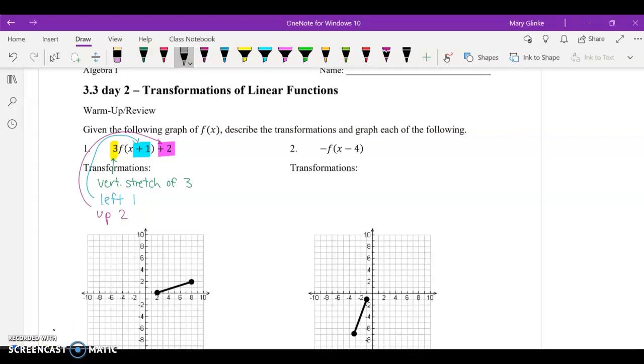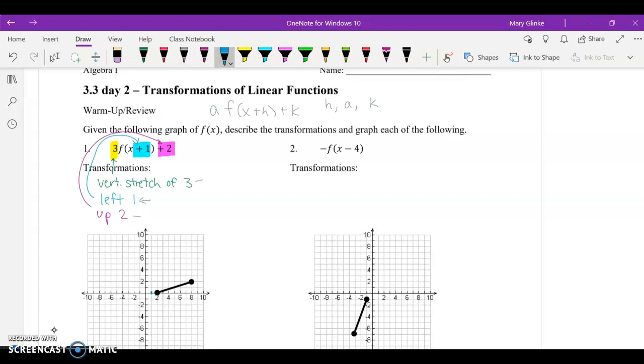When you graph these transformations, you want to start with your left and right, then your stretch, and then your up and down. So in order, normally you have a f of x plus h plus k. When you graph them, you're going to do h, then a, then k. That's your hack, okay, on how to graph them, right? H, A, K. Go and hack. So we're going to go ahead and graph left 1 first.